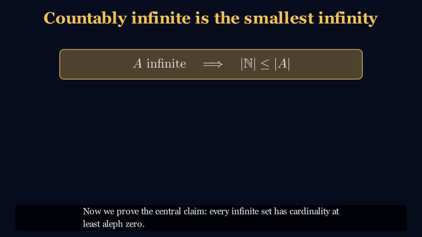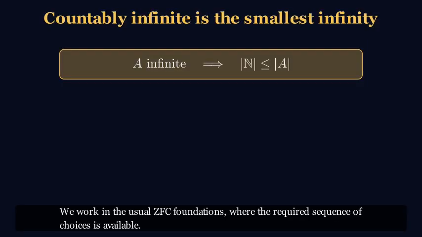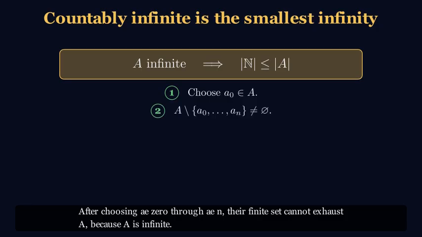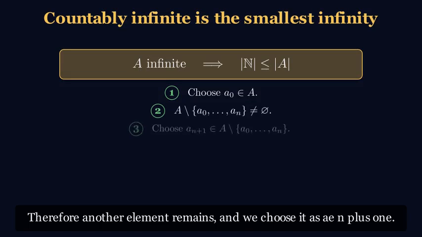Now we prove the central claim. Every infinite set has cardinality at least Aleph-0. We work in the usual ZFC foundations, where the required sequence of choices is available. Choose one element a_0 from A. After choosing a_0 through a_n, their finite set cannot exhaust A, because A is infinite. Therefore another element remains, and we choose it as a_{n+1}.